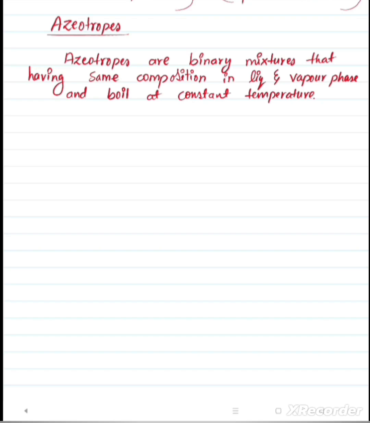Okay, so azeotropes means binary mixture. Binary mixture means the mixture which contains only two components. Okay, the solution which has the same composition in liquid and vapor phase. If in both the phases it has the same composition and it will boil at constant temperature, that solution we call azeotropes. Okay, they are azeotropic mixtures. That one also we can tell.